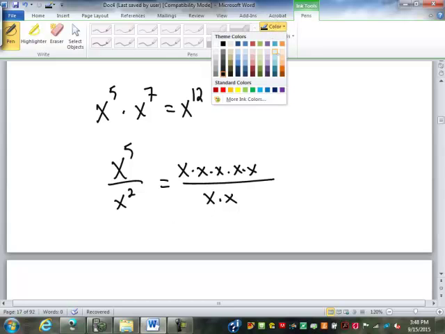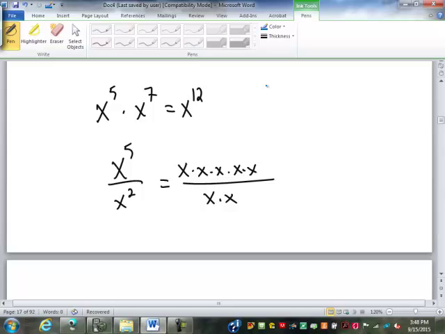X to the 5th over x squared can be thought of as a fraction. We write them out. We've got 5 x's multiplied together for x to the 5th. X squared is 2 x's multiplied together. If we're canceling out, think of those as factors, basically. We cancel out common factors. We cancel an x. We cancel another x, and what we're left with is x to the 3rd on top.